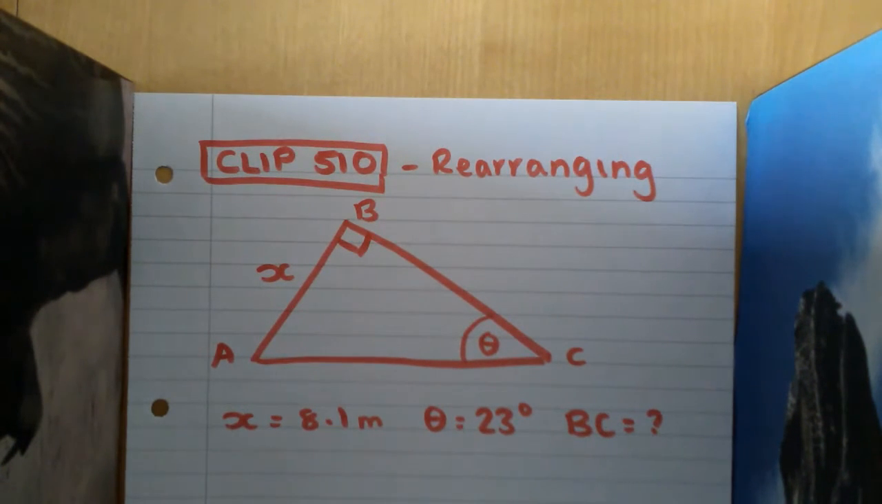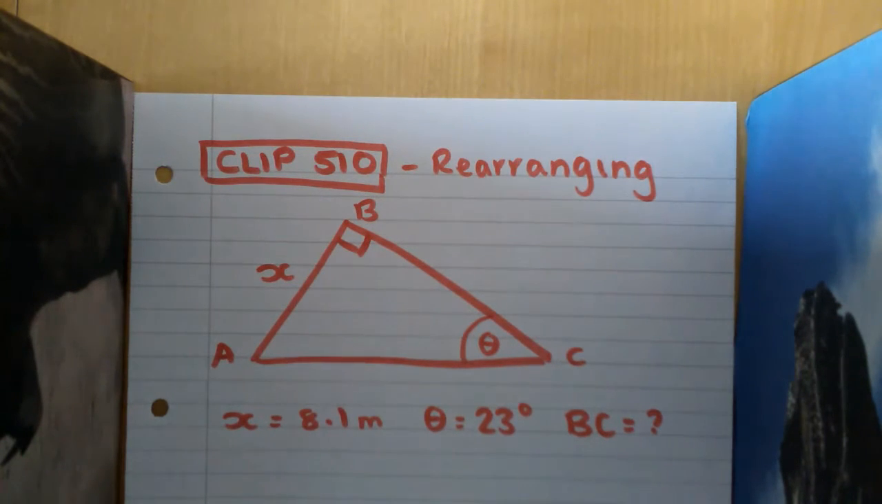Okay, I'm just doing a little video to help you with clip 510. It's the second clip on finding sides using trigonometry. Before doing this clip, you should have also looked at 509 and 508.